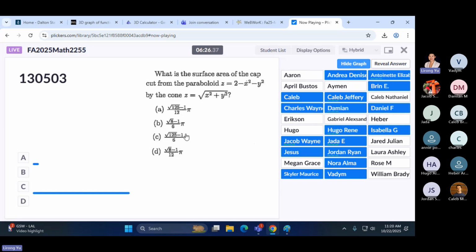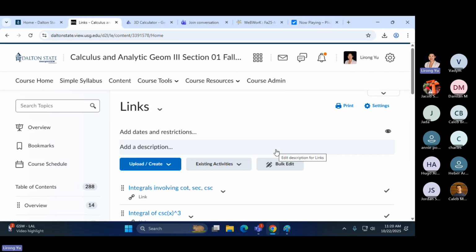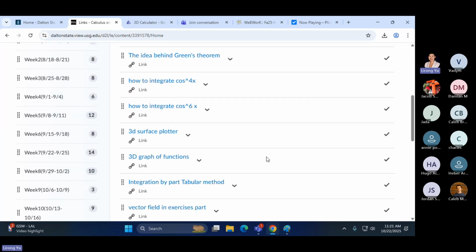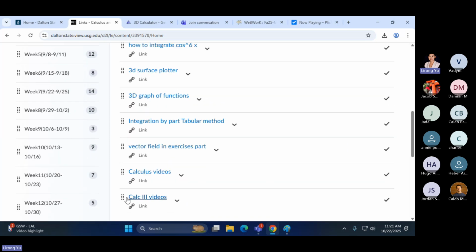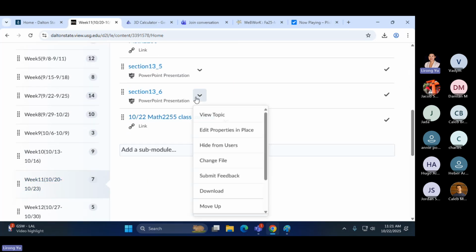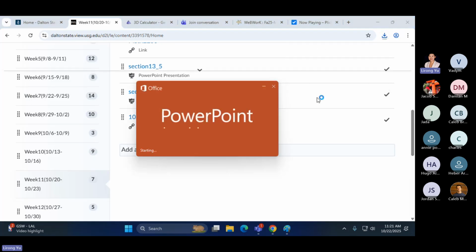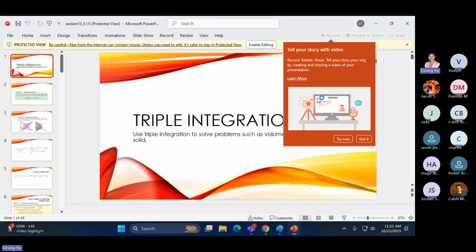Okay. Now, what we do today, we're going to move on to section 6. If you have any question from the homework on the first few sections, we can go over that. If not, today we're going to talk about 13.6. I already have it downloaded. So here we are.